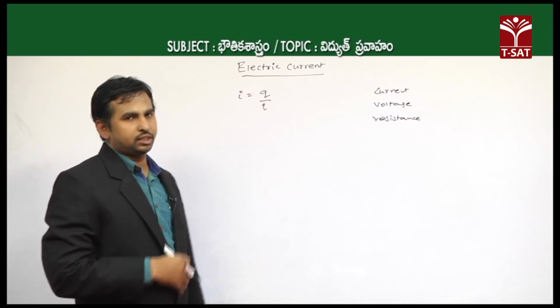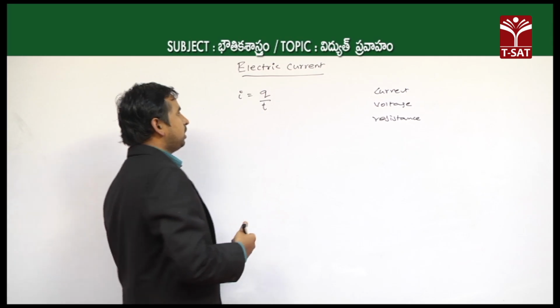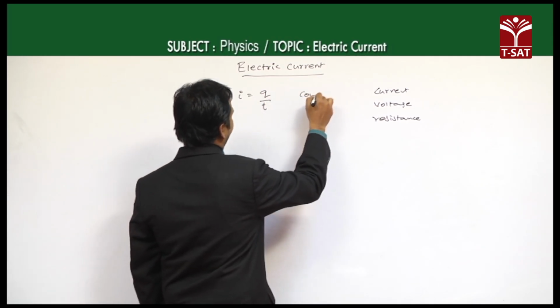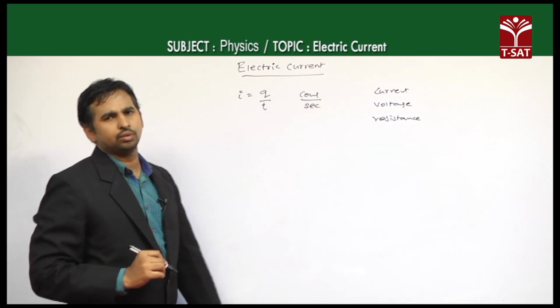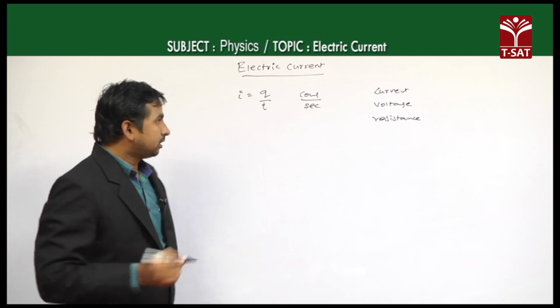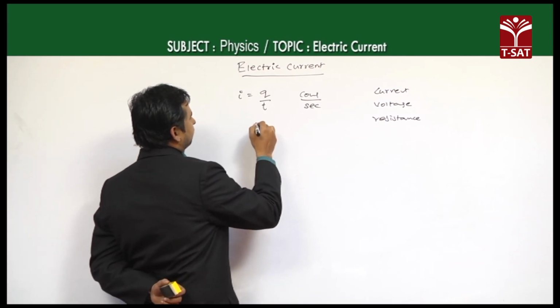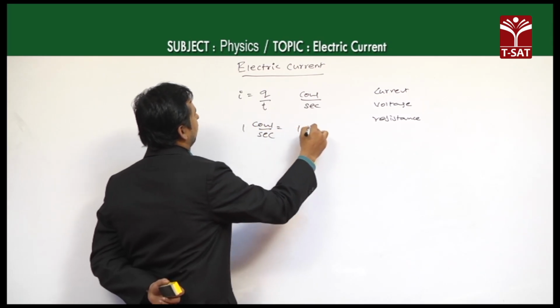And if you see the units, sometimes they are asking questions about units also here. For the charge, the unit is coulombs and for time it is seconds. So, coulomb per second is the unit for the current. That coulomb per second is also called ampere. Coulomb per second is equal to ampere.